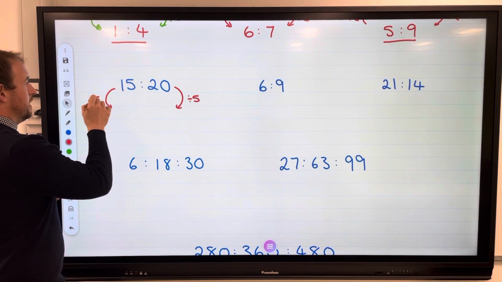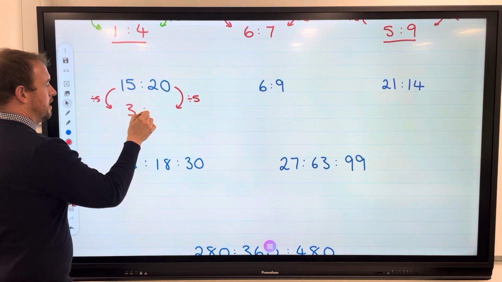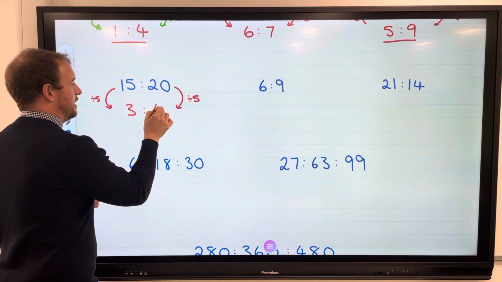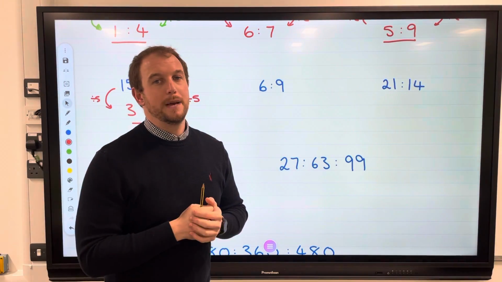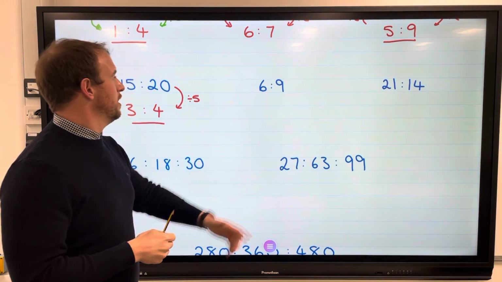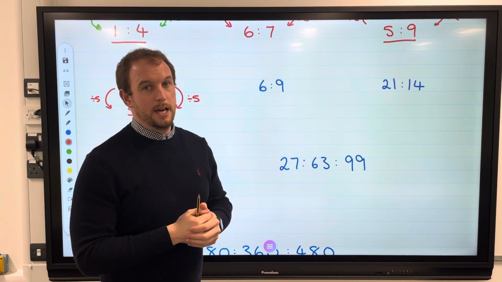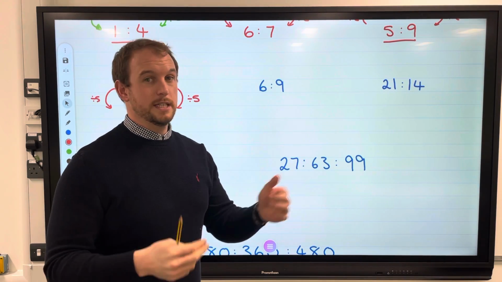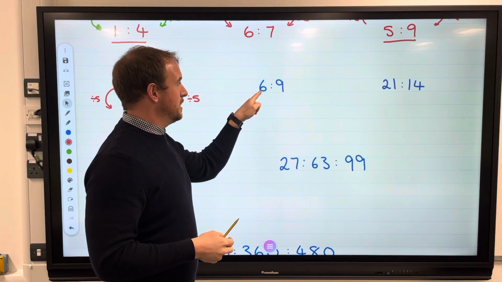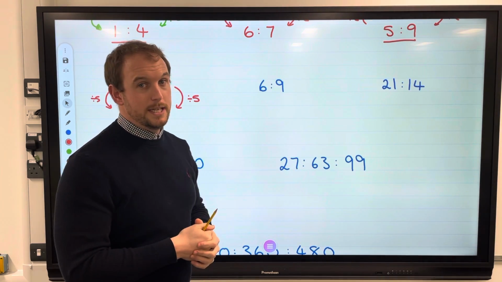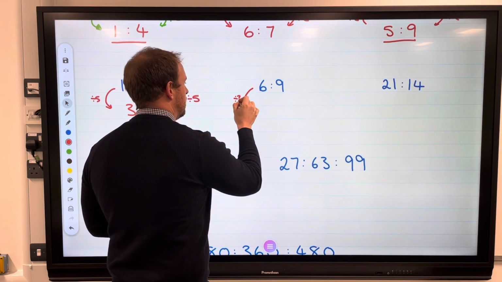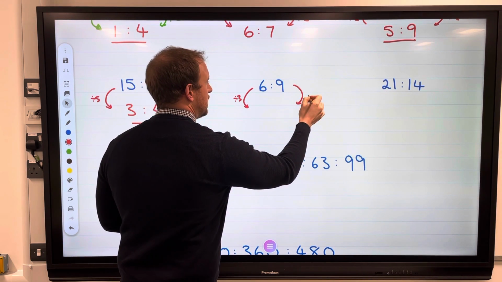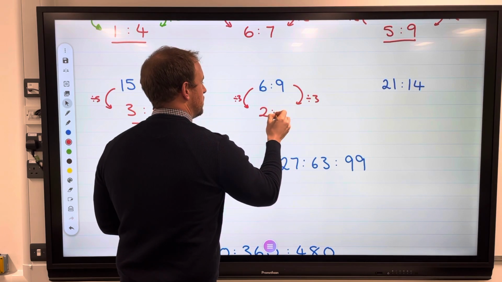So 15 divided by 5 is 3, and 20 divided by 5 is 4. You can see here times tables is a real big part of simplifying ratio. Okay, 6 to 9. Highest common factor of 6 and 9: think of the numbers that go into 6, numbers that go into 9. The biggest one that's in both of them is 3. So we're going to divide both sides by 3 to make 2 to 3.